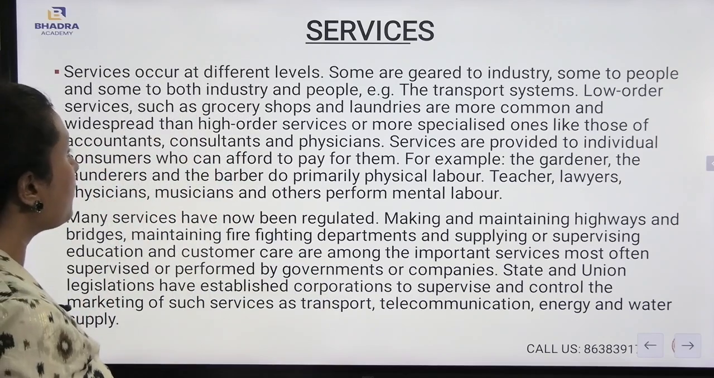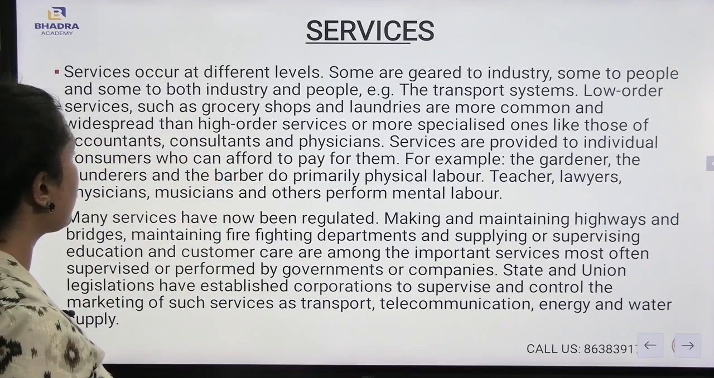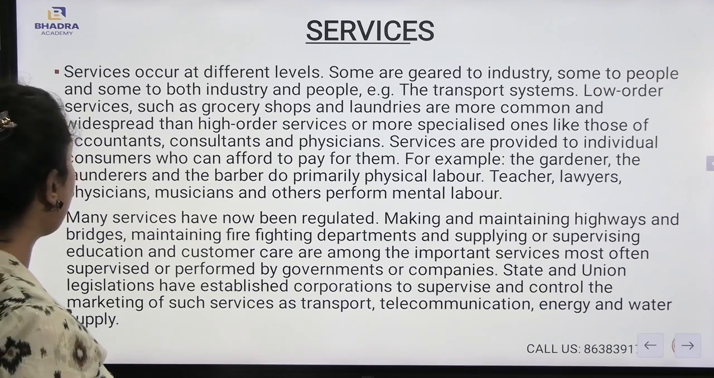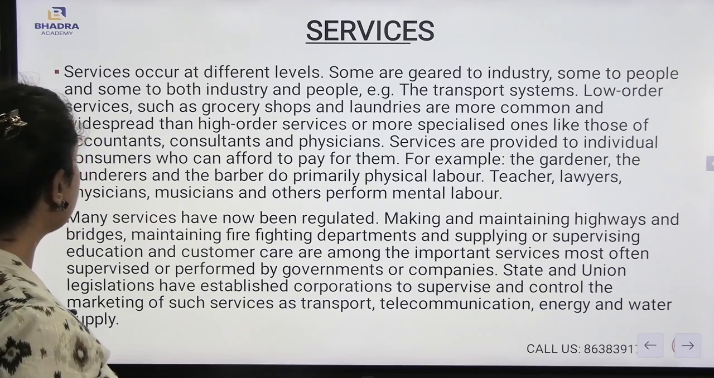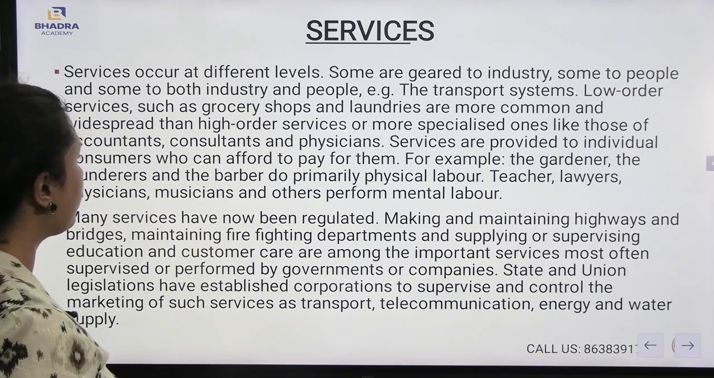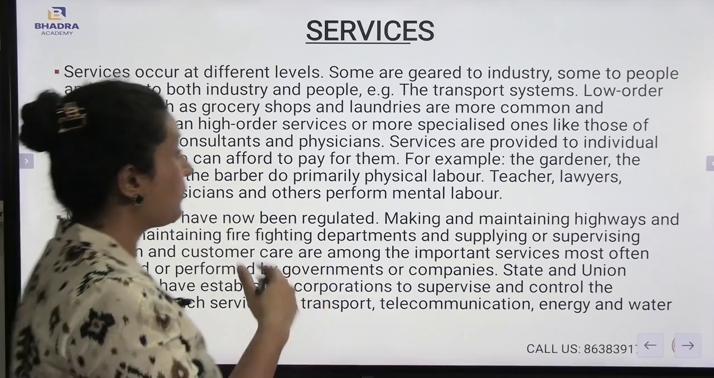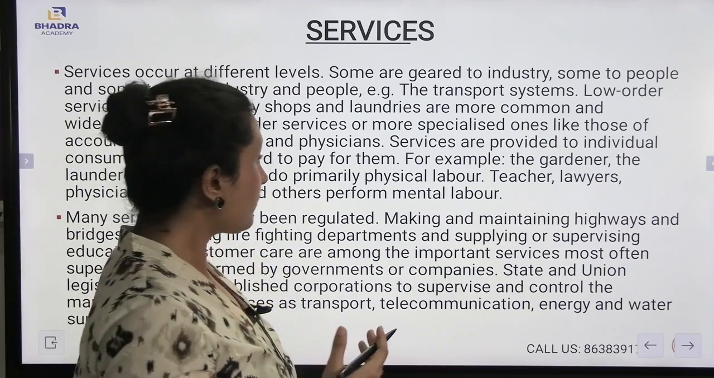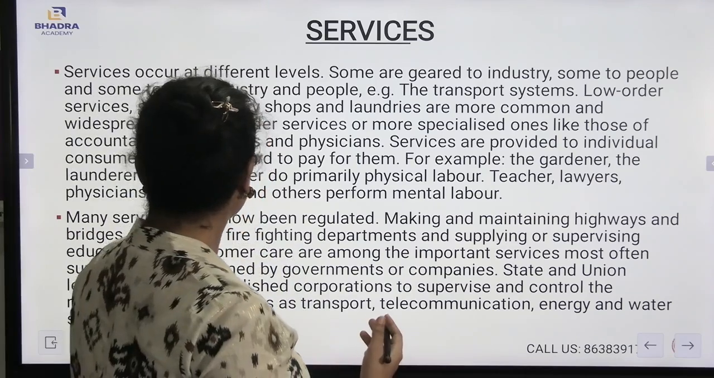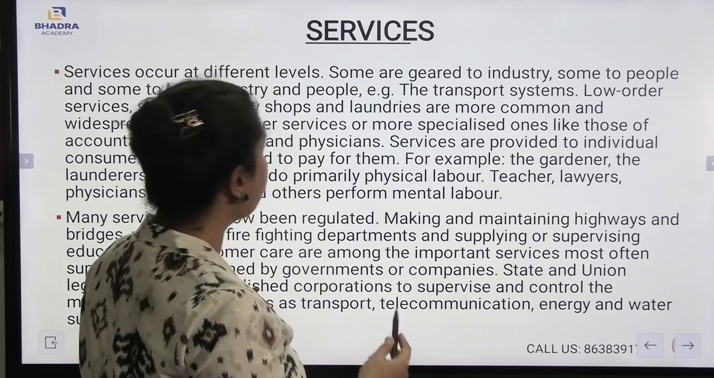Now, services are provided to individual consumers who can afford to pay for them. For example, the gardener, the launderer, and the barber do primarily physical work. Teachers, lawyers, physicians, musicians, and others perform mental labor. With the help of services, the gardener, launderers, and the barber do primarily physical work.